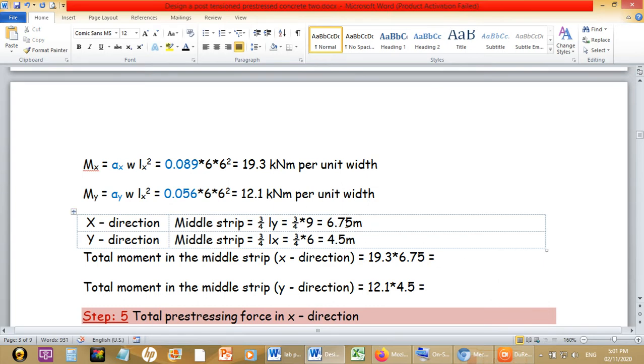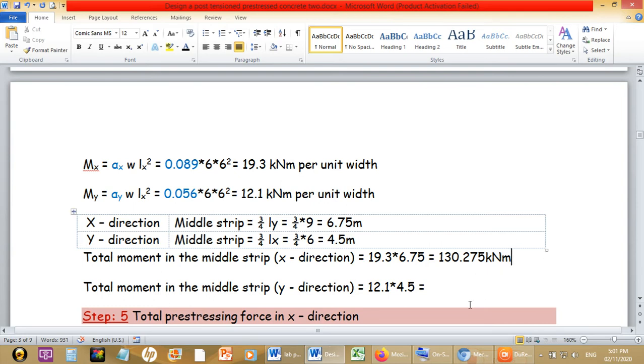Now we are going to multiply 19.3 and 6.75, that will give us the total moment in the middle strip in x direction. So that answer is 130.275 kilonewton meter. So this is the total moment.